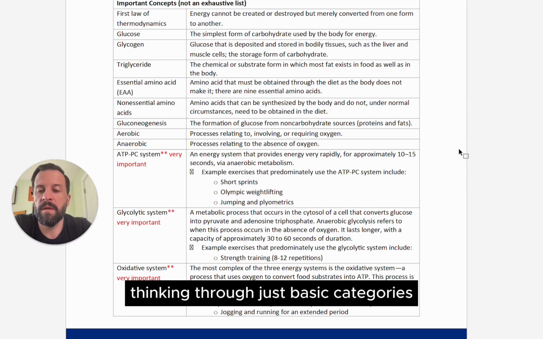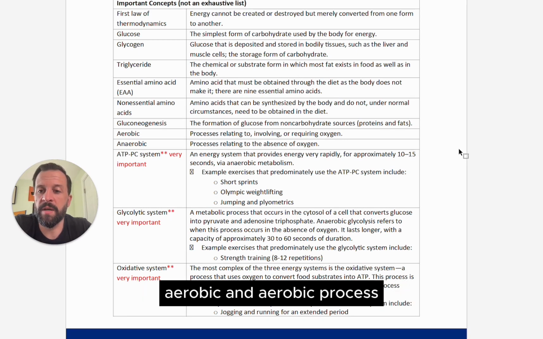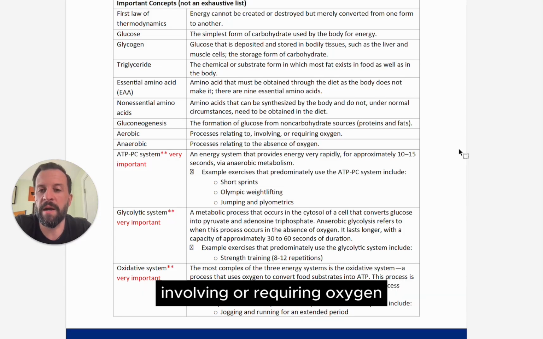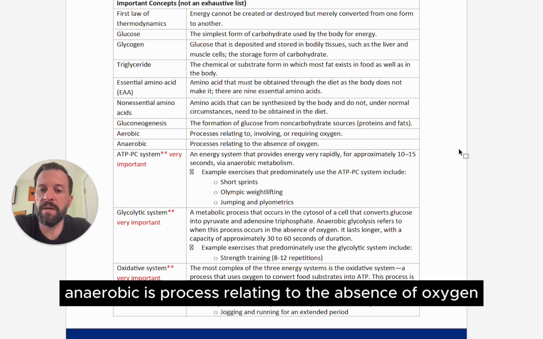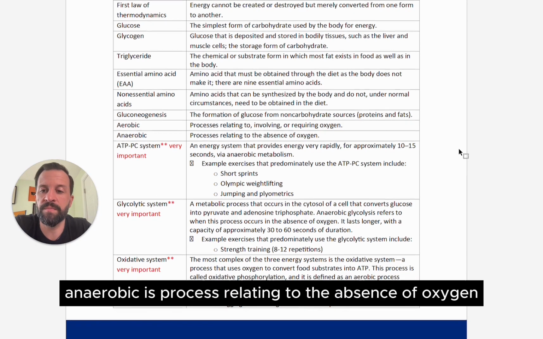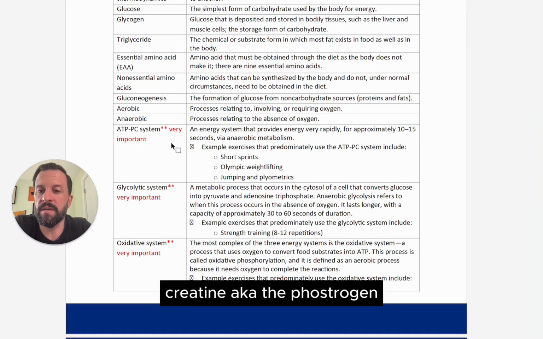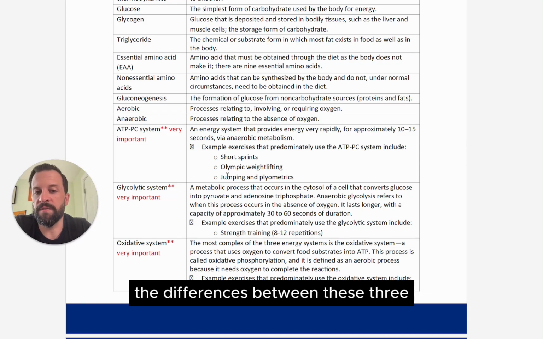Thinking through just basic categories, aerobic and anaerobic. Aerobic processes are those involving or requiring oxygen. Anaerobic is a process relating to the absence of oxygen. So then our three energy systems: the ATP phosphocreatine, aka the phosphagen, the glycolytic, and the oxidative. It's very important that you know the differences between these three.